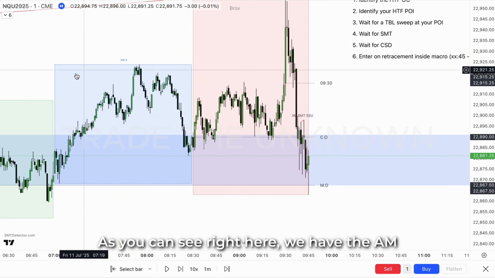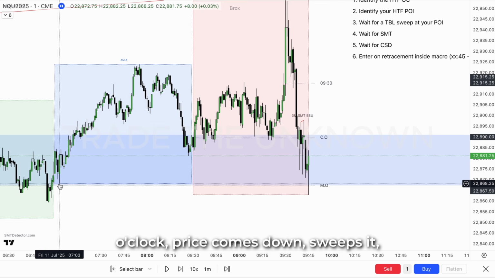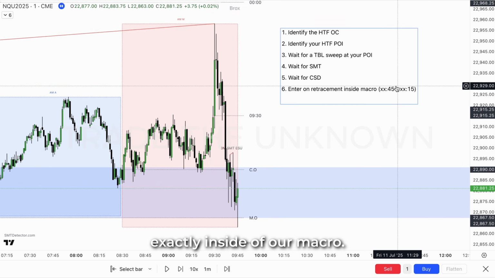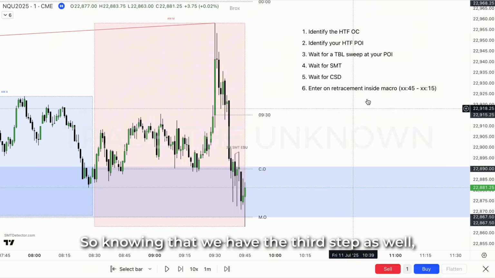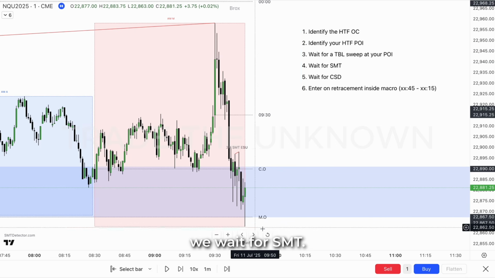As you can see right here, we have the AM cycle starts at 7 o'clock, price comes down, sweeps this 7:03 right here. And what time does it sweep it at? 9:45, exactly inside of our macro. So knowing that we have the third step as well, we wait for SMT.